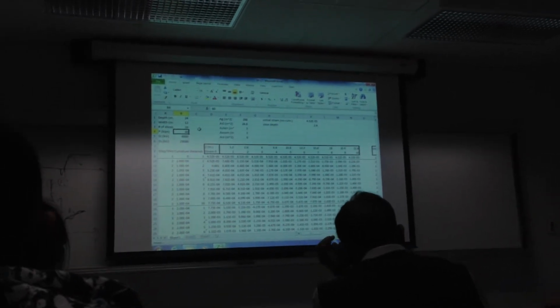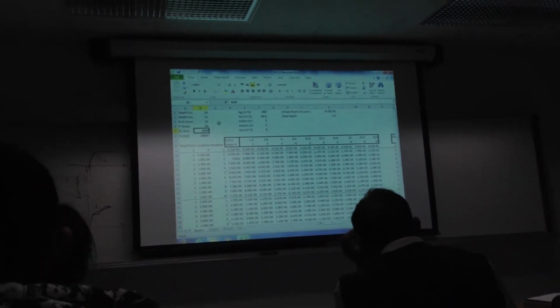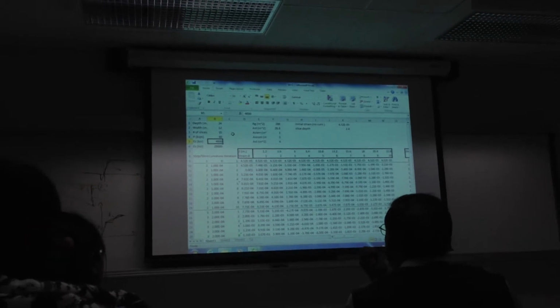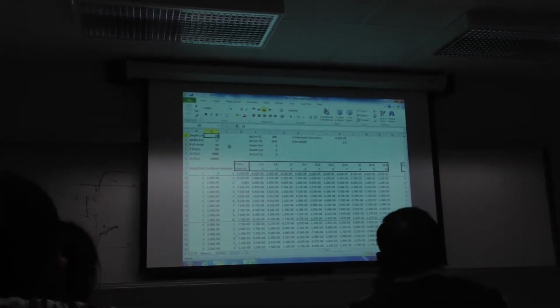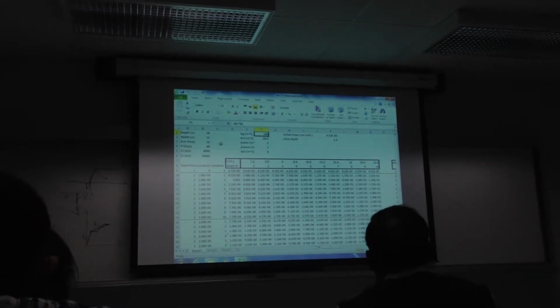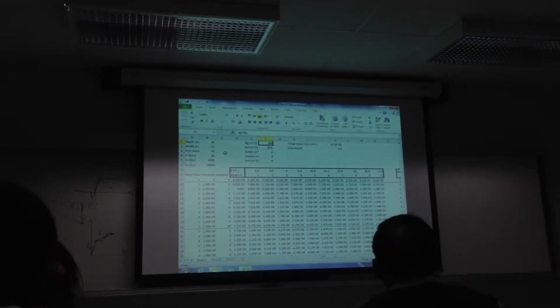My axial load is 60 kips. E of the concrete is 4,000, that's in KSI. Steel is 29,000. The area gross, that's just the depth times the width.